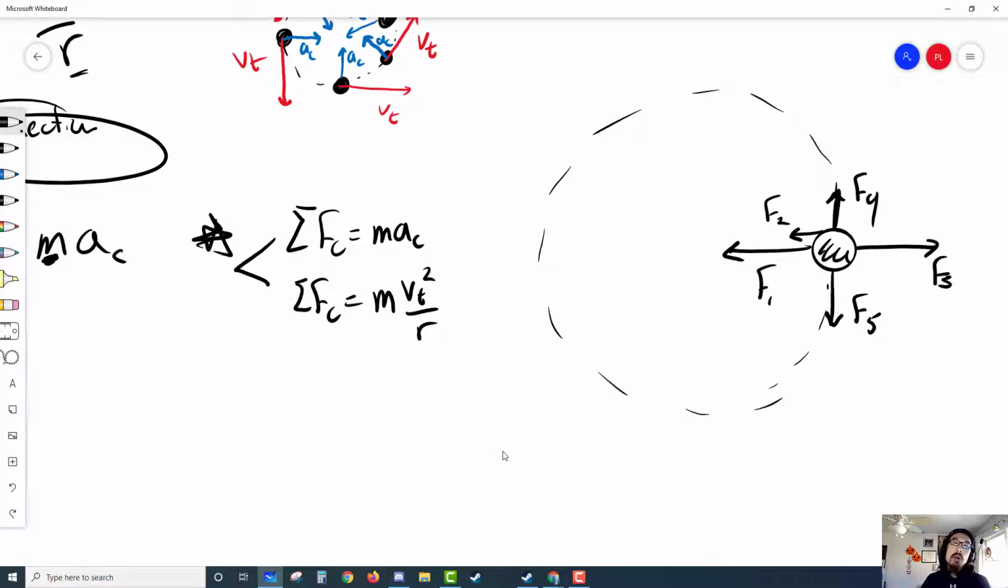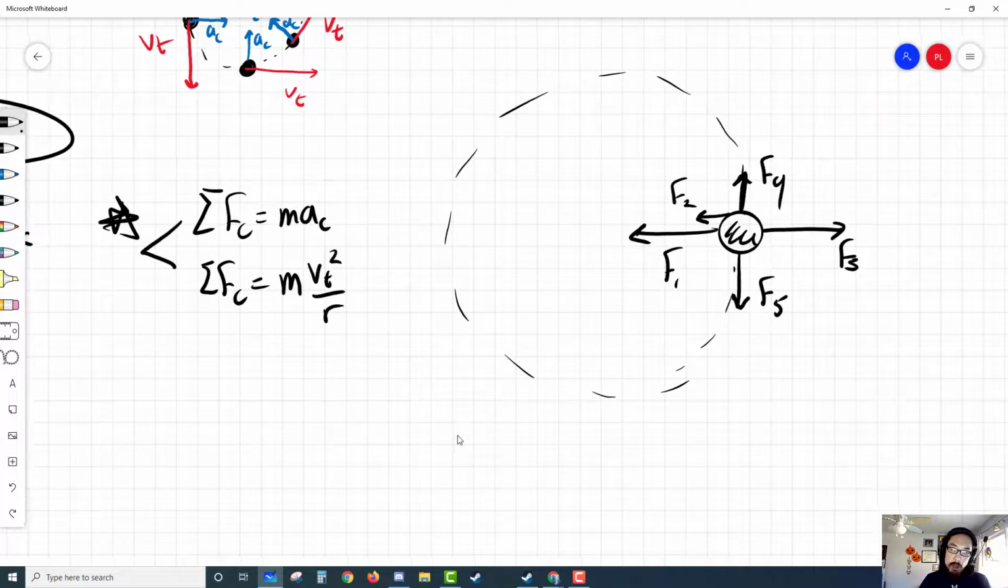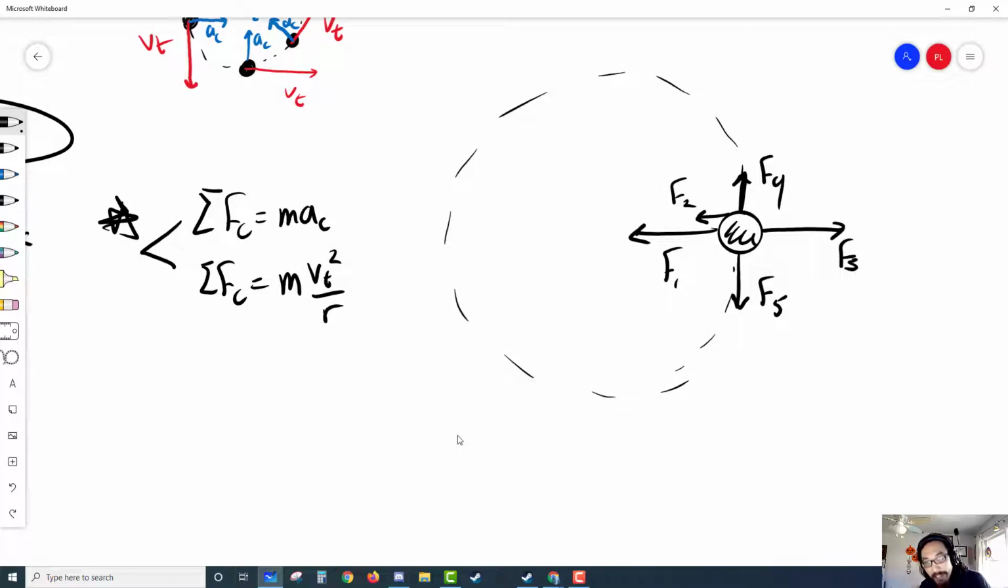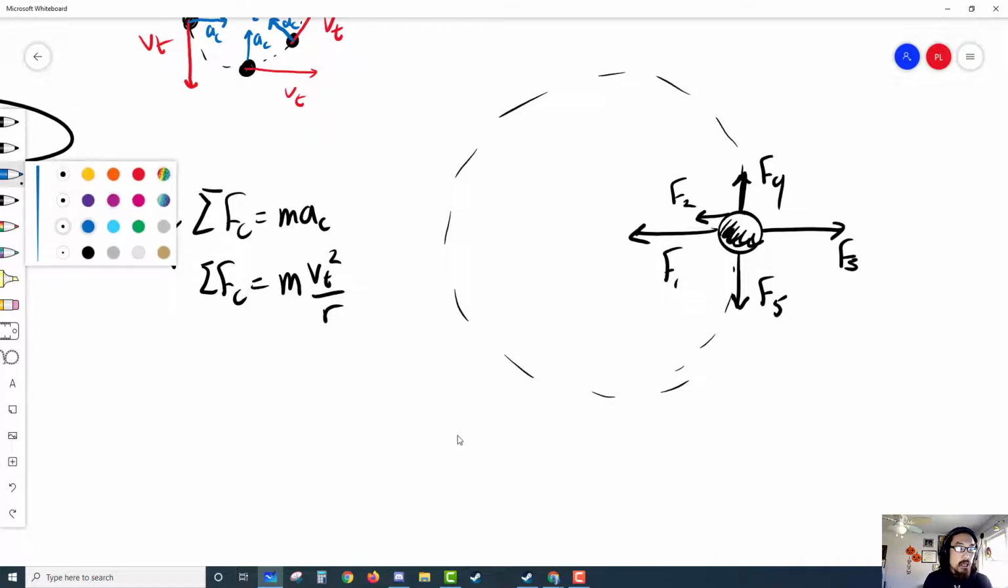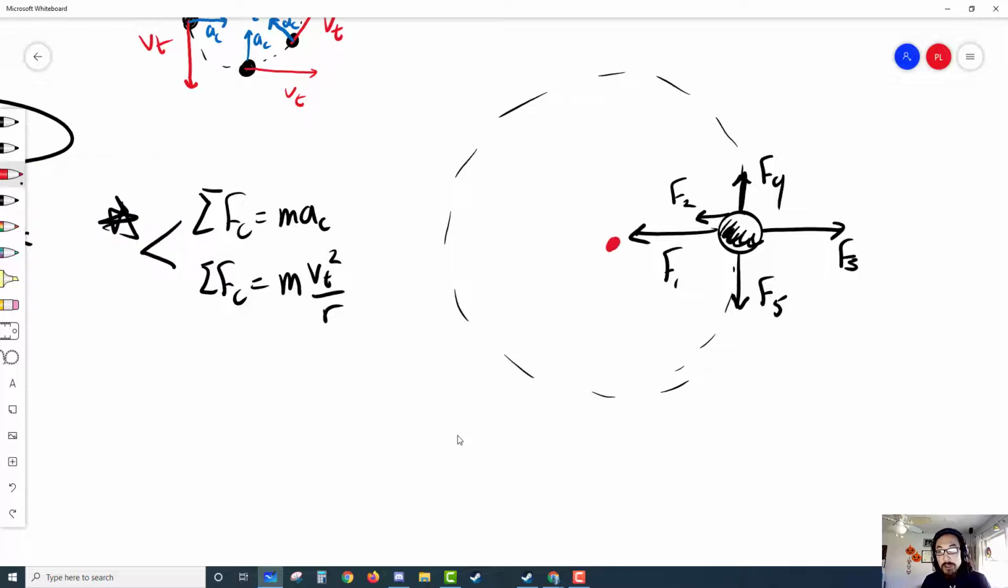So in order to come up with your net centripetal force equation, there's a couple of things. One, identify the center of the circle. Okay, not this circular object, but the path. So I will do that in red. Boom, right there, center of the circle. Now, any force that is pointing either to the center of the circle or away from the center of the circle is considered to be a centripetal force. Now what I mean by that, I'll highlight it.